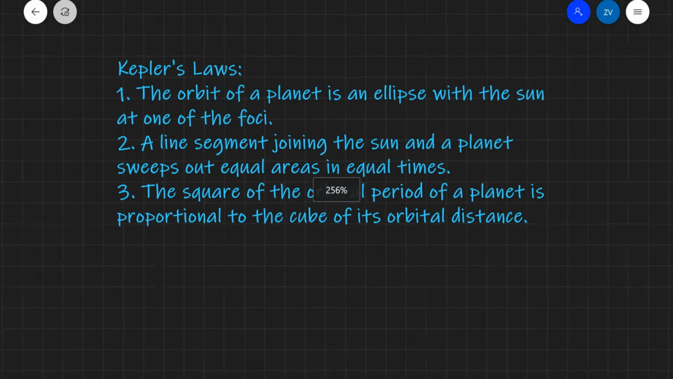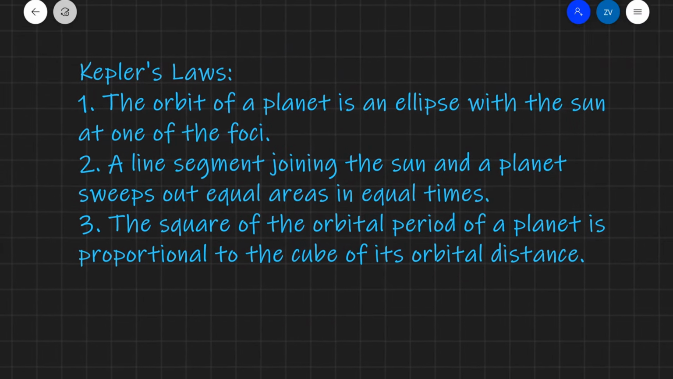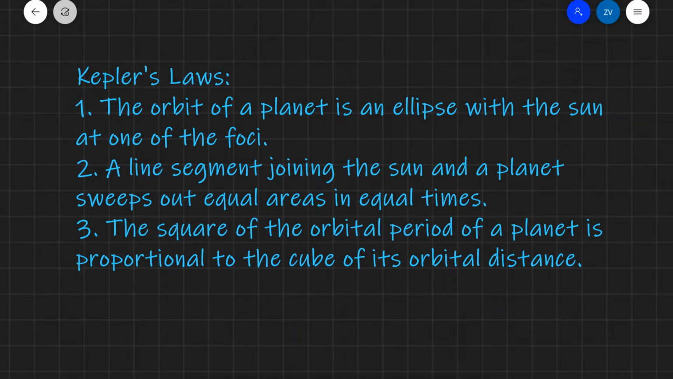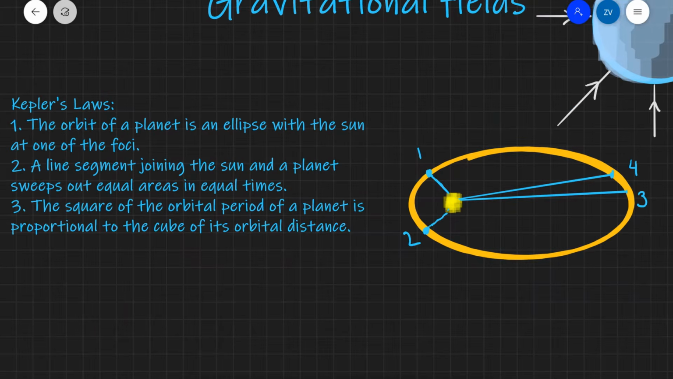So let's have a look at Kepler's 3 laws of planetary motion. Law number 1, the orbit of a planet is an ellipse with the sun at one of the foci. Kepler's second law says that a line segment joining the sun and the planet will sweep out equal areas in equal times. Now imagine the planet goes from point 1 to point 2 in its orbit in, let's say, 1 month. So this distance over here is being traversed in a month.